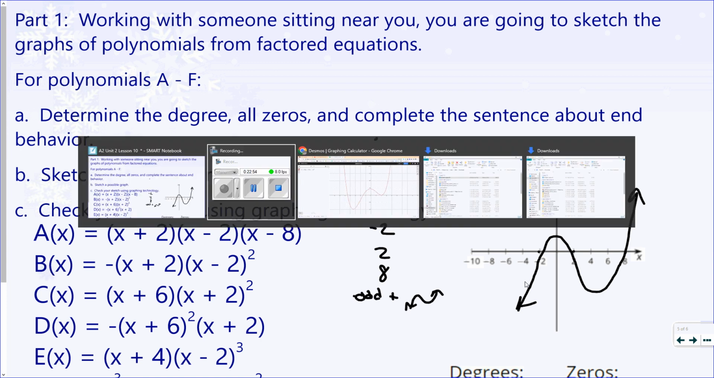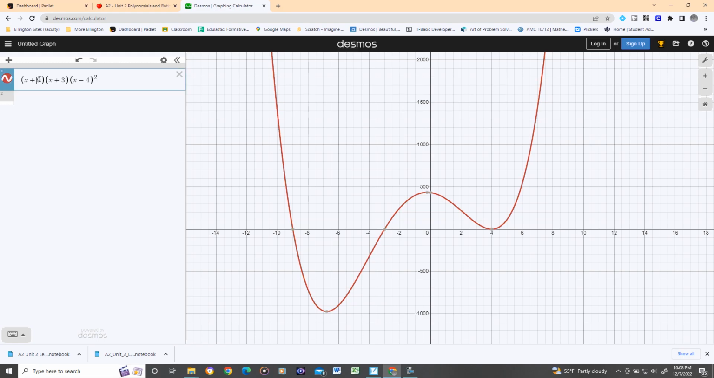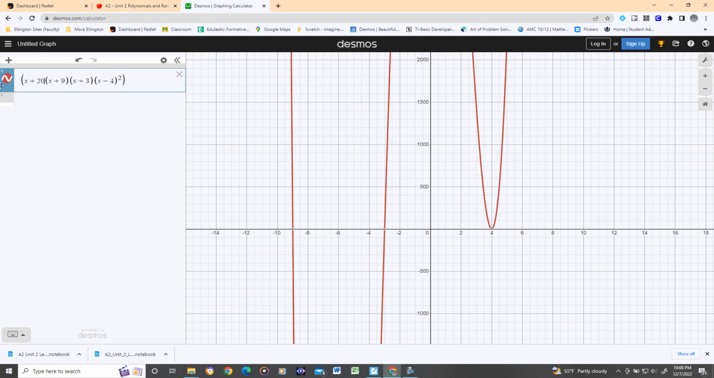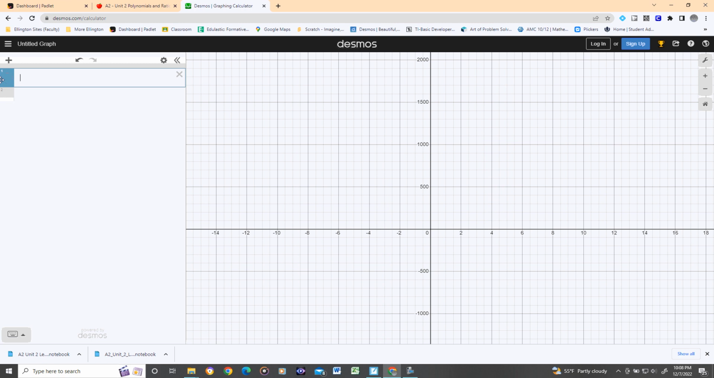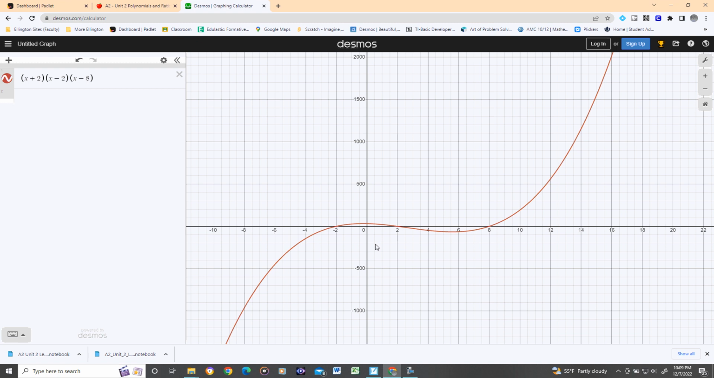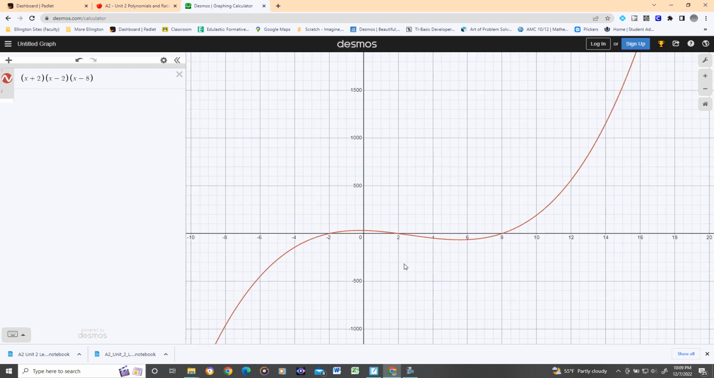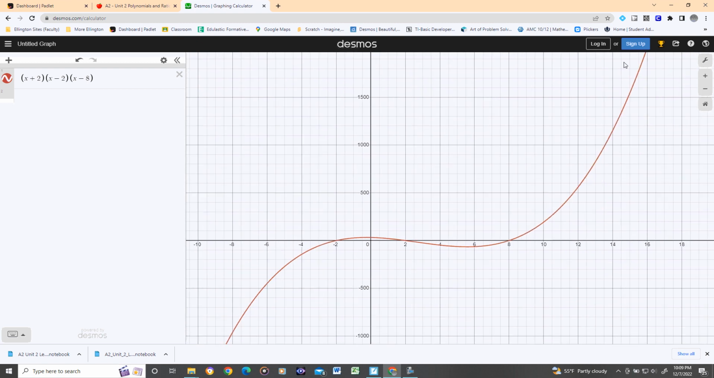Let's go ahead and check it just to be safe, and we'll show you that that's pretty much exactly what it should be. X plus 2. Oops, wow. Didn't mean to do that. Caps lock key keeps coming on again. X plus 2, x minus 2, x minus 8. And there you go. Now this graph is a little bit wider than you expect because of the change in window, but you get the right idea.